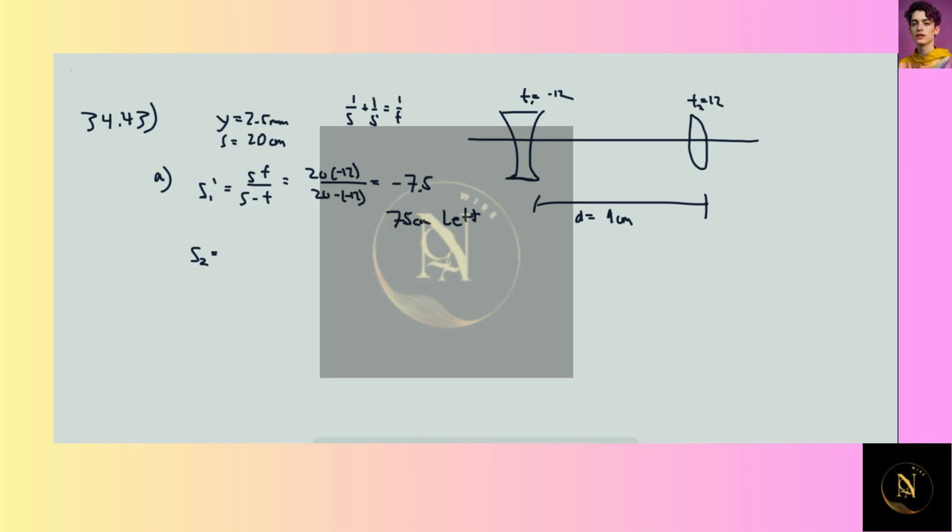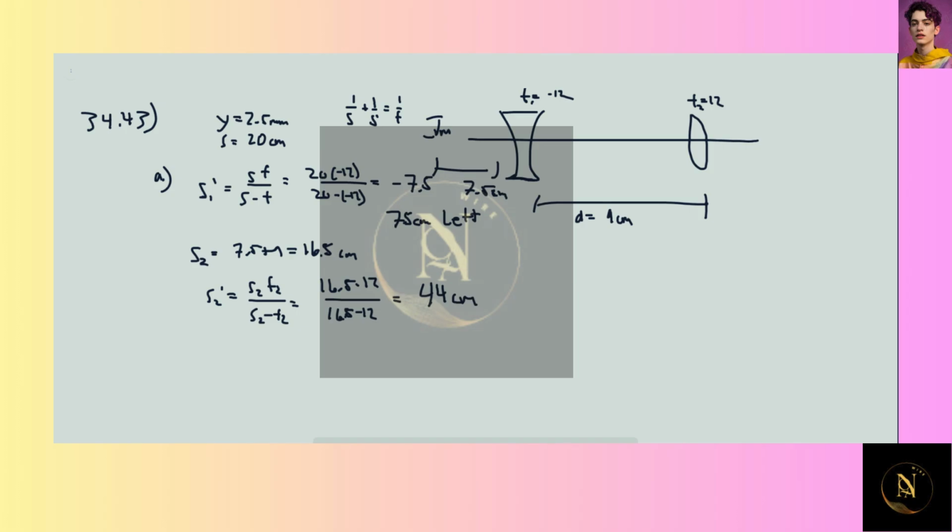Cool. So now we need to figure out what S2 is. S2 is how far the first image is from the second lens. So if the image is 7.5 centimeters from the first lens, then this is 7.5 plus 9 to get to the other lens, so 16.5 centimeters. Again, we plug into our thin lens equation, and we get 16.5 times 12 over 16.5 minus 12, which comes out to 44 centimeters.